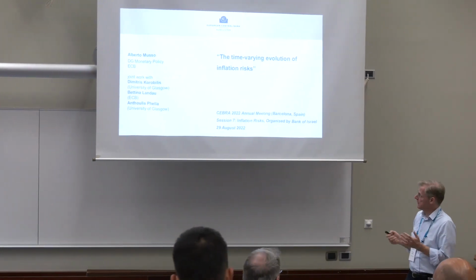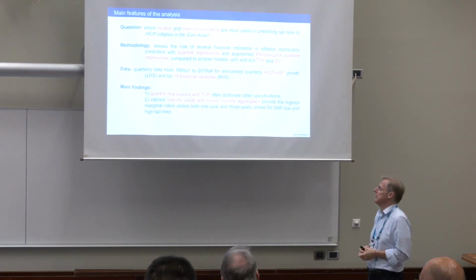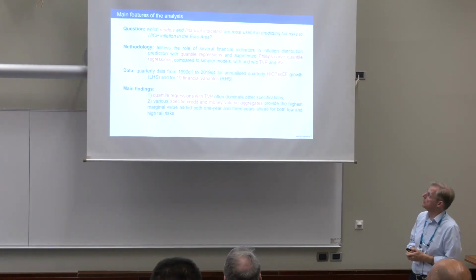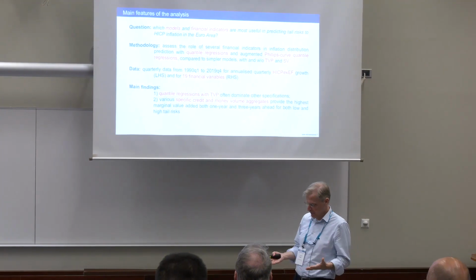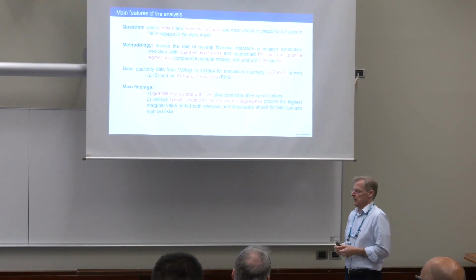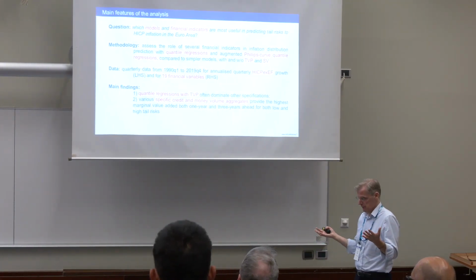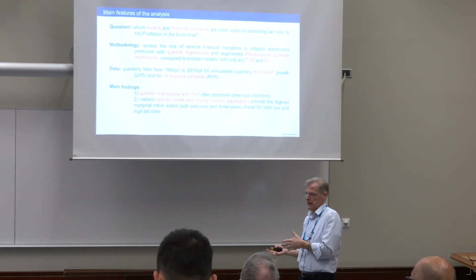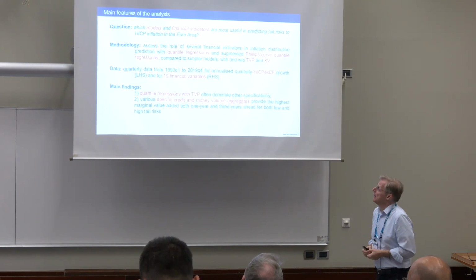And let me start with a short summary slide of the whole paper. Just in case I run late, here is everything you need to know about the paper. Essentially, the question we address is which type of models and especially financial indicators, I'll tell you why in a minute, are particularly suited to forecast tail risks for inflation in the euro area, the risks of inflation being too low or too high, as I will define in a minute.